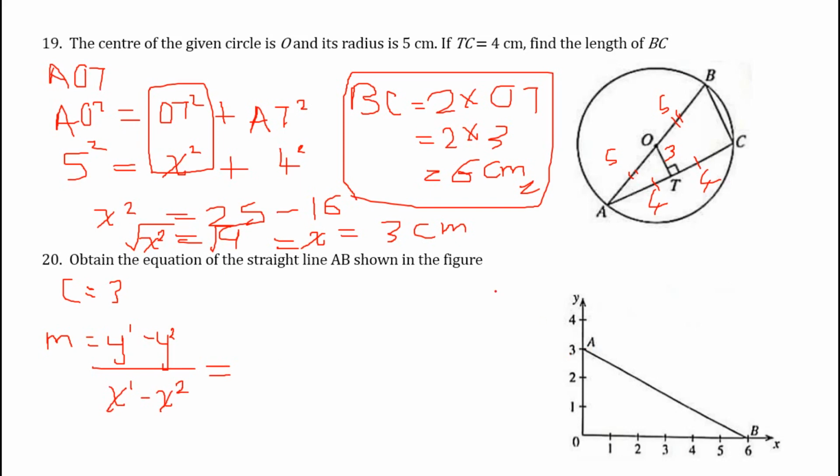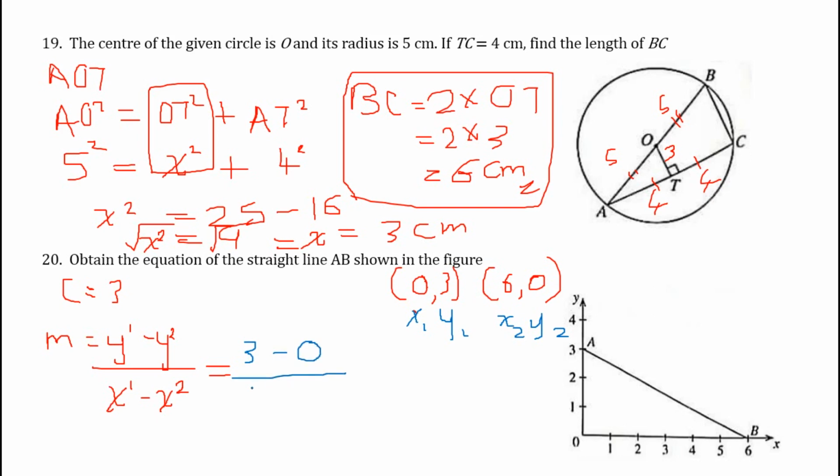So when we take A as x1 and y1, let's write the coordinates of A and the coordinates of B. So this will be x1, this will be y1, and this will be x2, this will be y2. Now you substitute these terms with the numerical values. So y1 will be equal to 3 and y2 will be equal to 0. x1 will be equal to 0 while x2 will be equal to 6. So you get the final answer as 3 over minus 6. That will be equal to minus half.